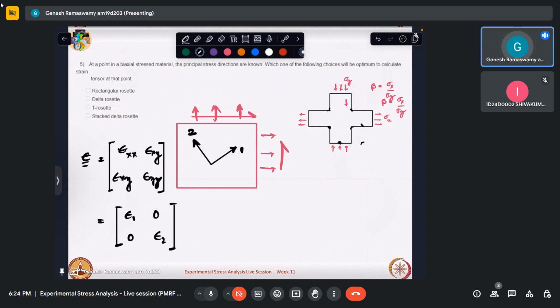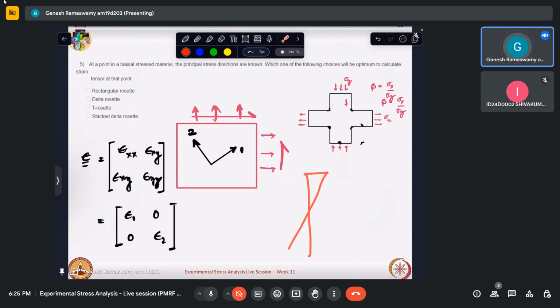In such a case, which of the following choices would be optimum to calculate the strain tensor at the point? Will it be a rectangular rosette, a delta rosette, a T rosette, a stacked delta rosette? Now we know that a stacked delta rosette measures strain at that very point by placing three strain gauges one over the other, but this might not be suitable for bending applications because in that case, the strain varies linearly like that.